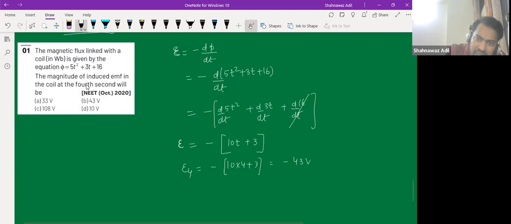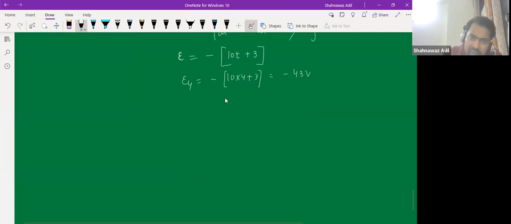They want us to calculate at the 4th second. So first we'll calculate the EMF in 4 seconds, and then the EMF in 3 seconds. This is minus 10 into 3 plus 3, so that is minus 33. So EMF at the 4th second is E4 minus E3, which is minus 43 minus minus 33, so that would be minus 10 volt.